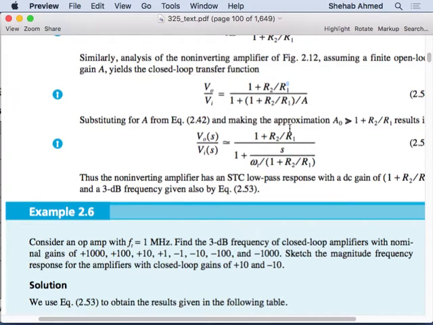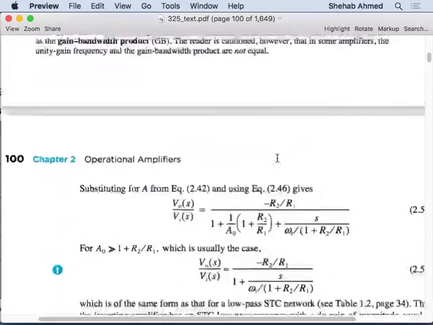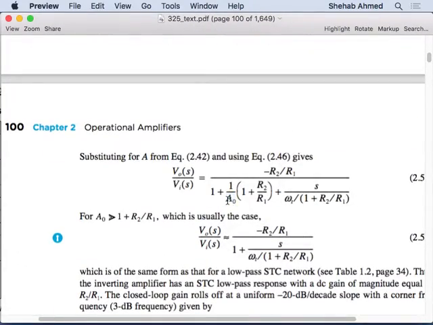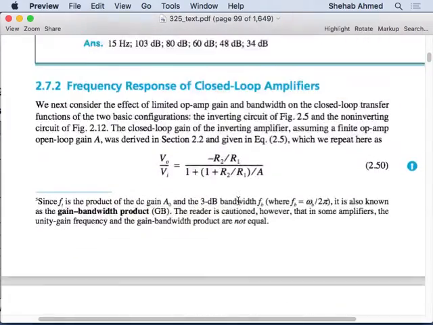Okay, but what is the open loop gain now? Open loop gain is without the resistive circuits around it. So for the inverting amplifier, is it negative R2 over R1? No, the open loop gain is A0.